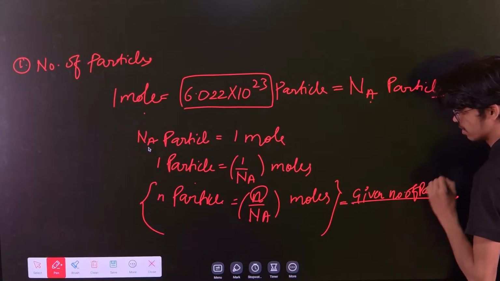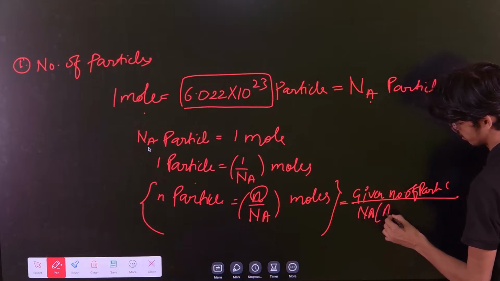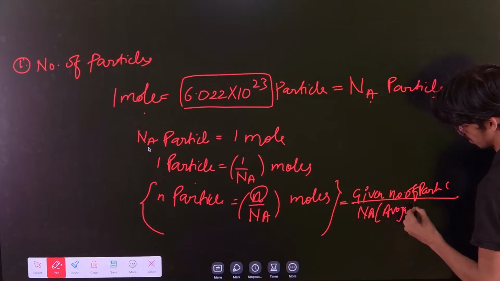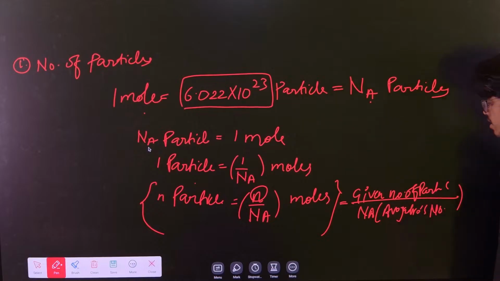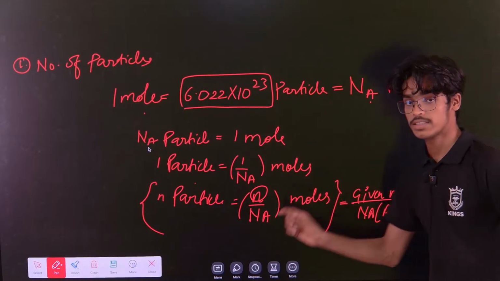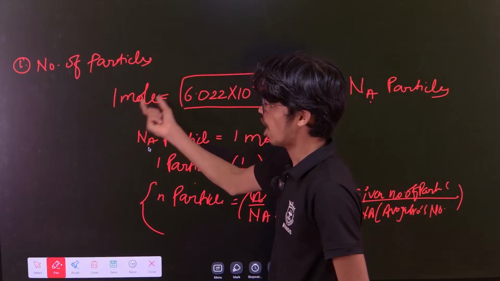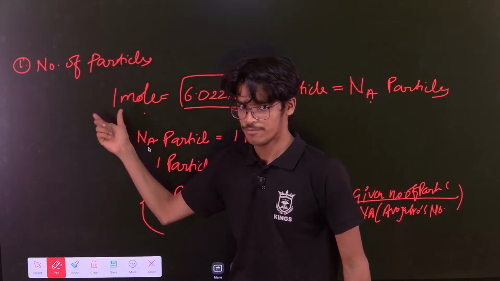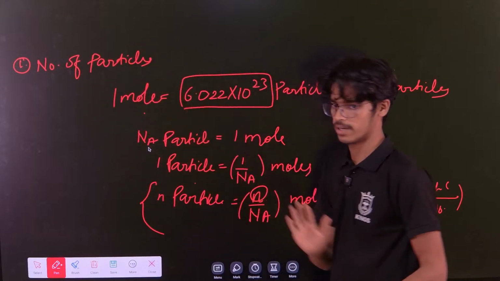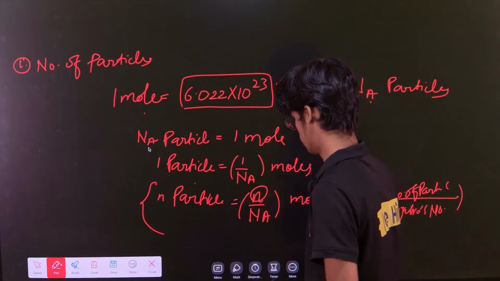Given number of particles upon the Avogadro number, or Na. Got it? It is also called Avogadro's number. I hope it is understandable. This is the first way to find out how many moles there are by utilizing the number of particles. Clear? Okay, now let's see.